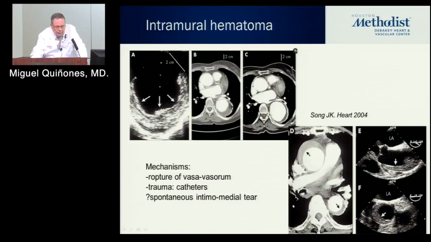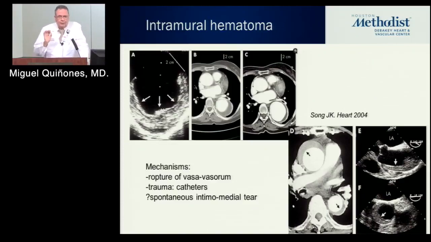So CTs and MRI give you really very pretty pictures. Ultrasound can give you pretty pictures too, like you have here, okay? You can see the ultrasound and the CT on this patient. These are taken from this nice article by Song. However, if this is a very small area, you can see how you could miss this.